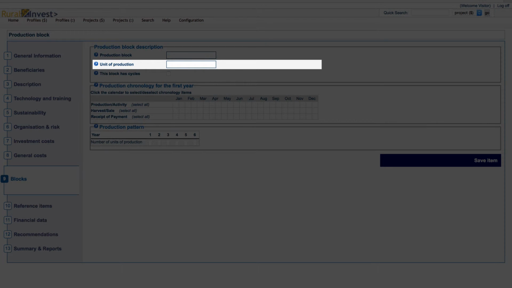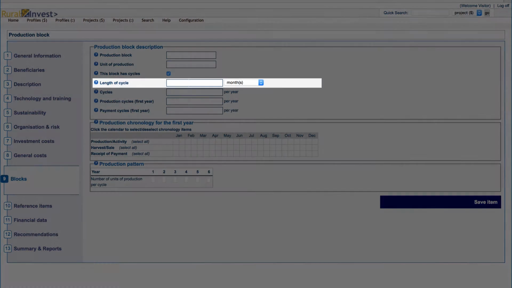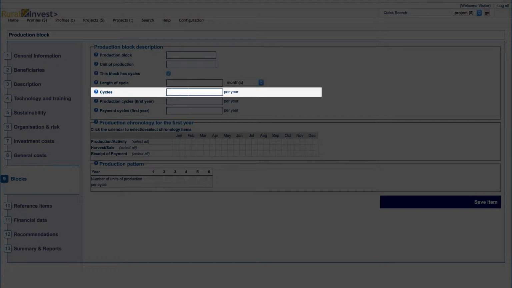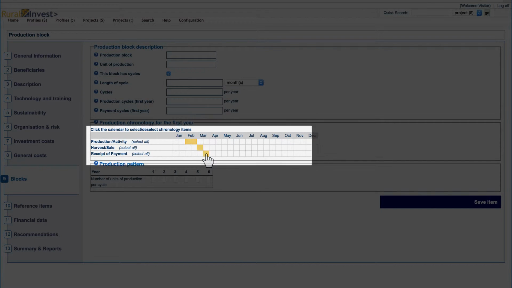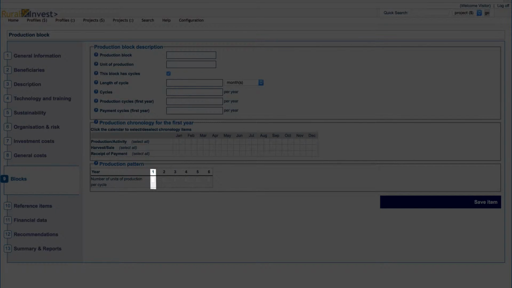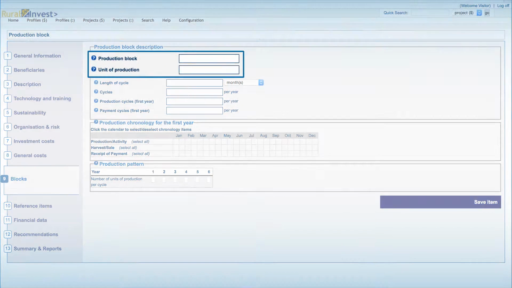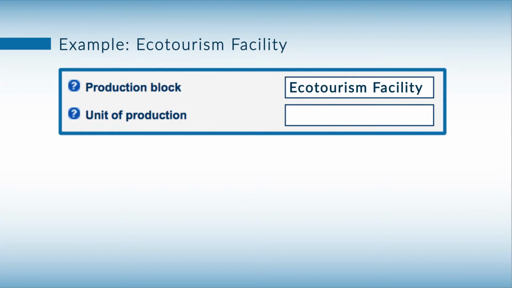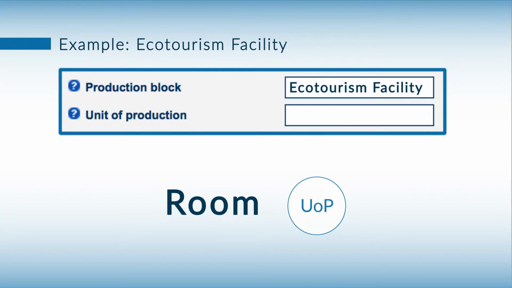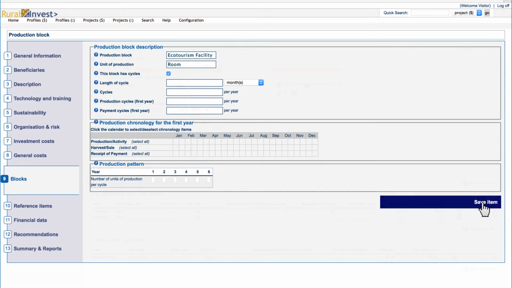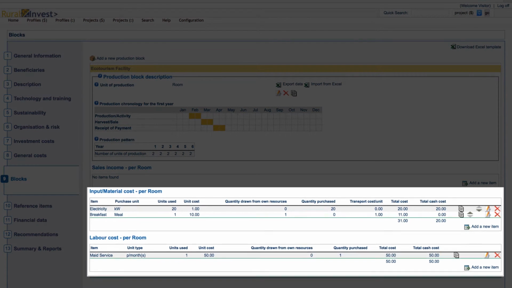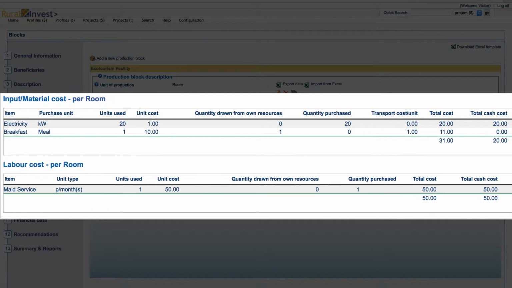Once the unit of production and other characteristics of the block, such as the length of the cycle of production, the number of cycles per year, and the period in which the activities occur, the chronology of production, have been selected, you will then have to insert the number of units of production for each year using the pattern of production. So if the project is for an ecotourism facility, and we select the room as the unit of production, and insert that in the unit of production box, then all direct costs, whether they be electricity, maid service, or breakfast, must then be calculated and entered per room.